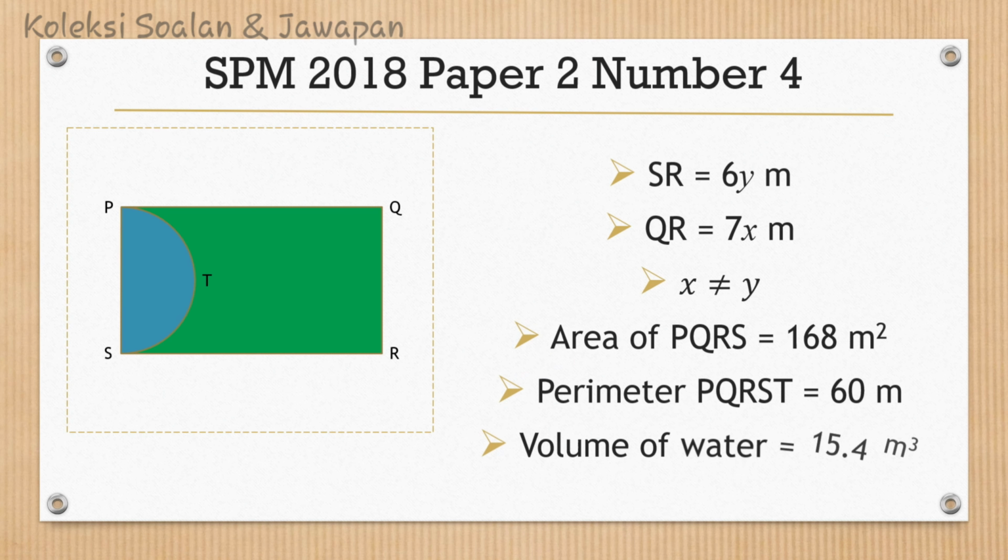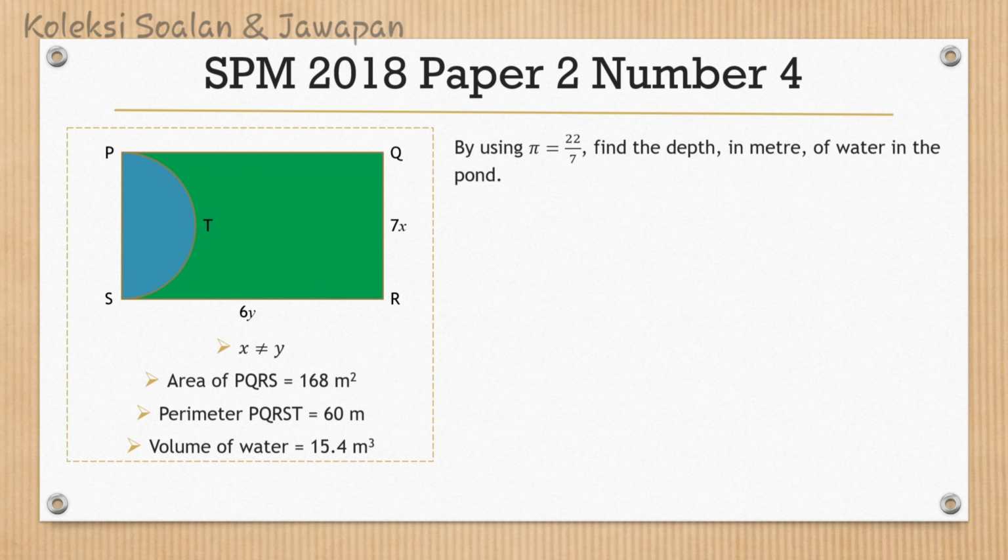Next, it is given that SR is 6y, QR is 7x, x cannot be the same as y. Area of PQRS is 168, perimeter of PQRST is 60 meter and volume of water is 15.4 meter cube. So we just need to save all this information and do it one by one. So we take the first information, which is the area of PQRS.